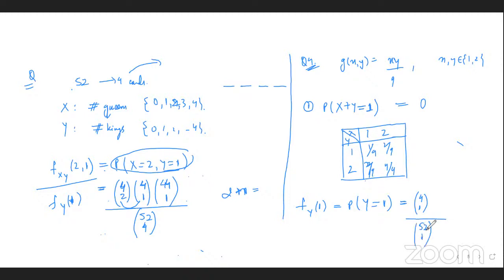No, you want 1 king, right? So yes, 4 choose 1, but there you have drawn 4 cards. Yes, ma'am, so 48C3 also would be there. 48C3, and this is 52 choose 4. So just divide this by this. You will get your answer. Yes, ma'am.